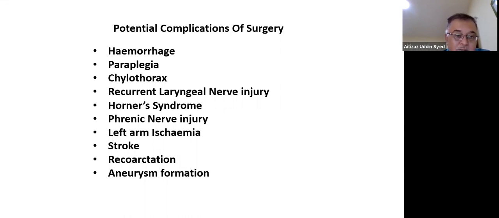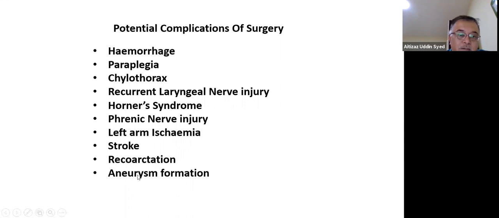Left arm ischemia, we said. Stroke, obviously, is possible. Recoarctation: at least 10% of the neonates and children will have recoarctation. But this recoarctation rate is much less than with ballooning alone. If you balloon, then the recoarctation rates have been reported to be upwards of 70 to 80%, even 90% will recoarct. Neonates we are talking about. Older children and adults, the story is different.